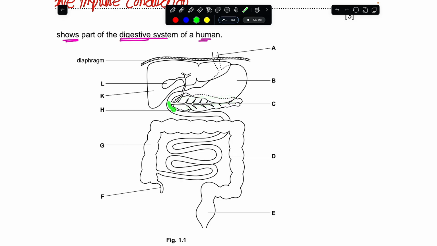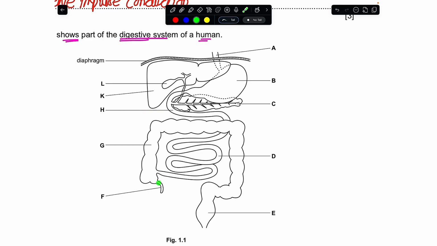And if I were to just come here, this part H is the first part of the small intestine. That would be the duodenum. And the D that we have got is lying somewhere here. So this is toward the end of the small intestines, but we would either consider it as ileum.